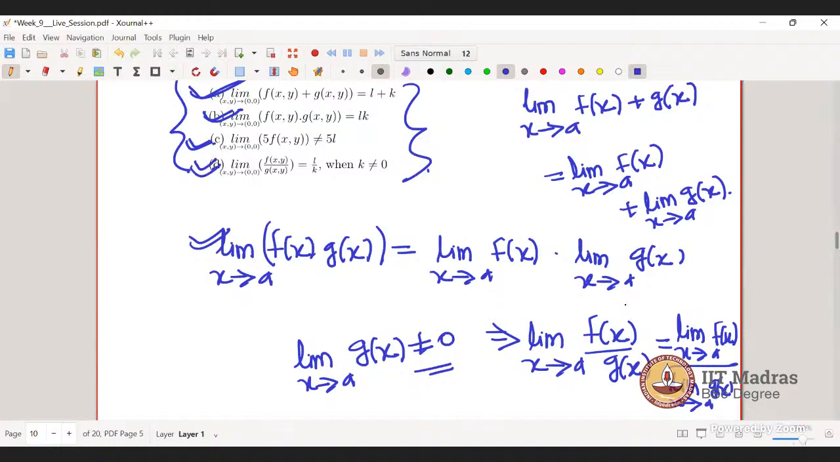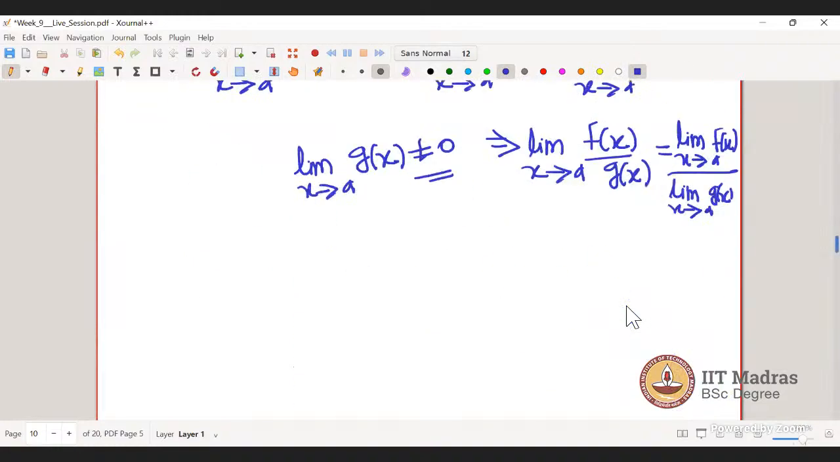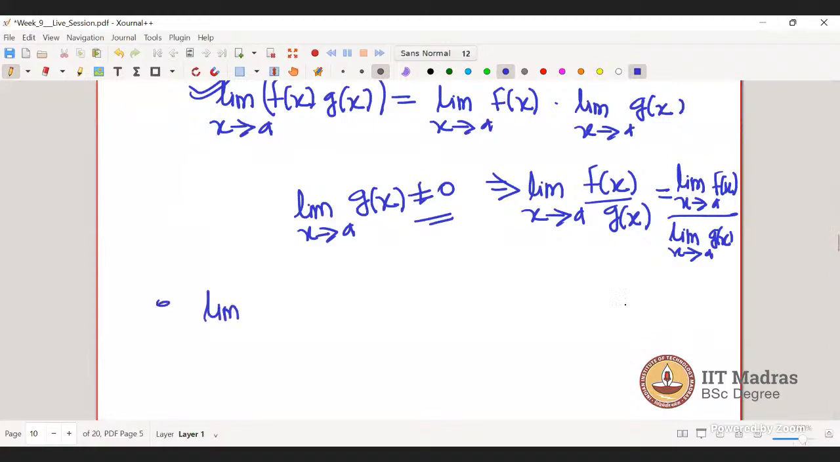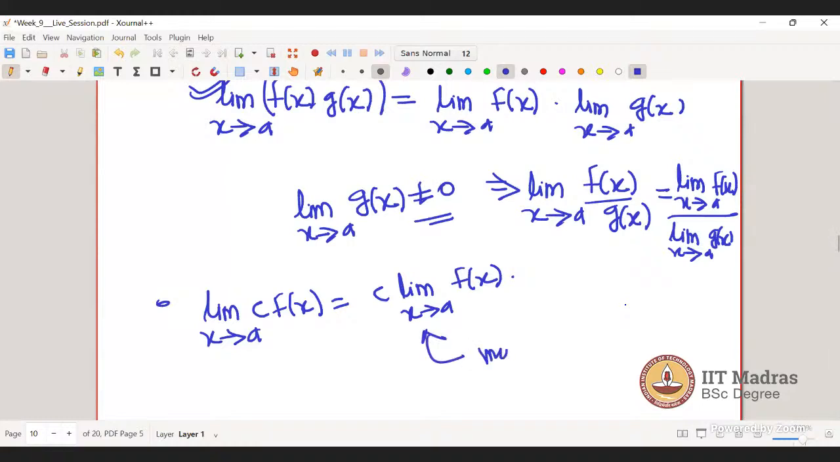Shouldn't we mention in the fourth one that g of xy should not be zero? The third one is wrong, right? Yeah, the third one is wrong. Why is the third one wrong? It should be equal to 5L. Similarly, you have some property in the case of one variable: the limit as x tends to a of c times f of x is nothing but c times the limit as x tends to a of f of x, right? This property is also true for multivariable functions.